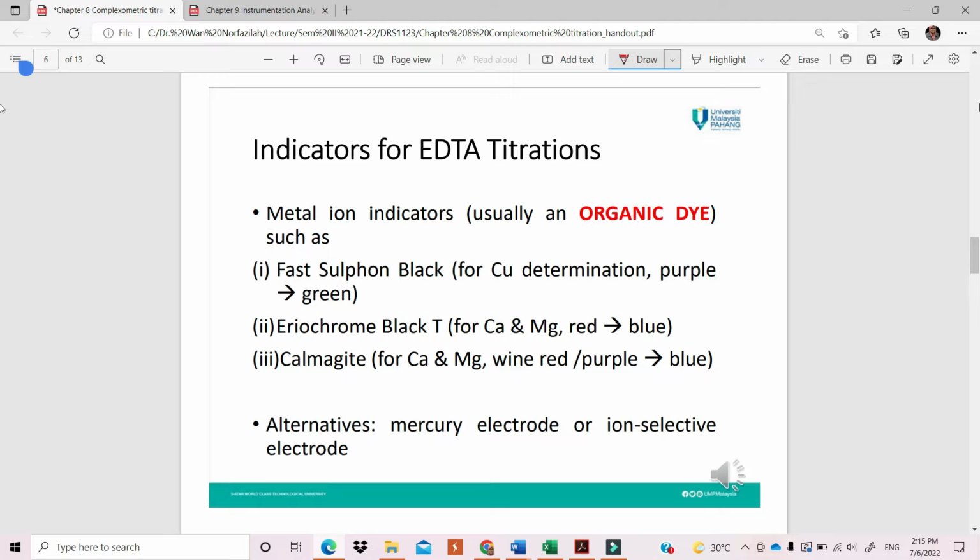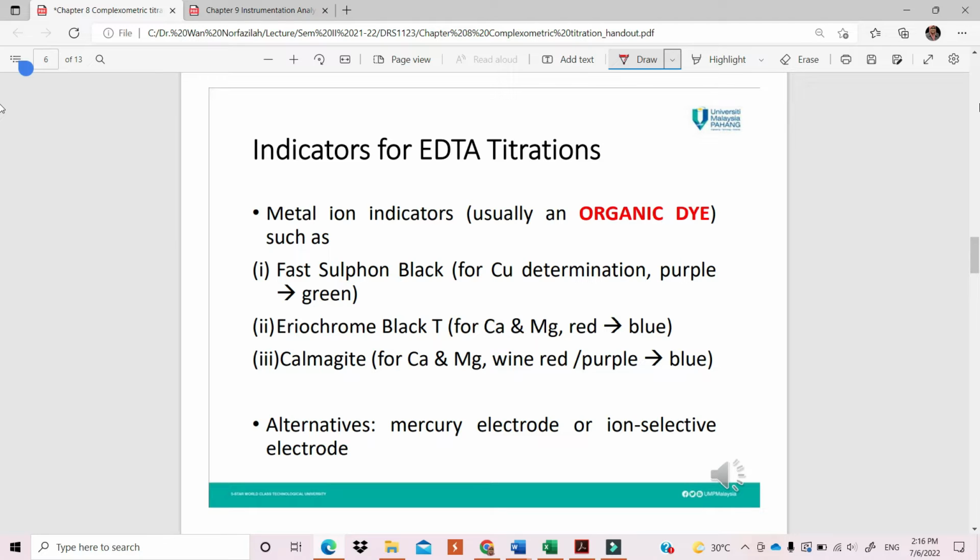And then we have Eriochrome Black T, another name for the organic dye, and we use it for calcium and magnesium determination only. Okay, nanti kalau soalan tanya yang mana kita guna untuk calcium and magnesium, there are 2, Eriochrome Black T and also calmagite. Kalau copper, satu je, Fast Sulphon Black.